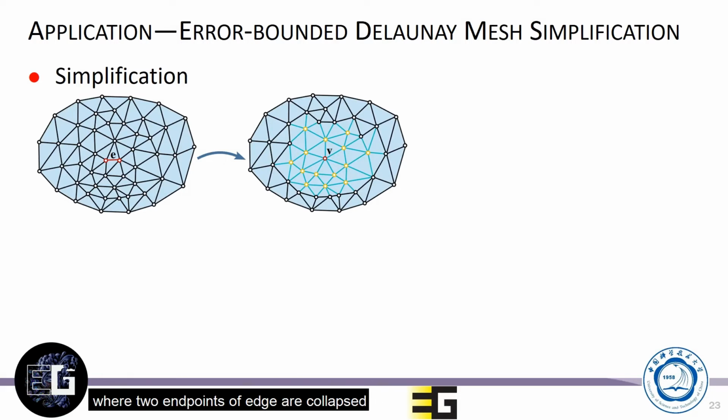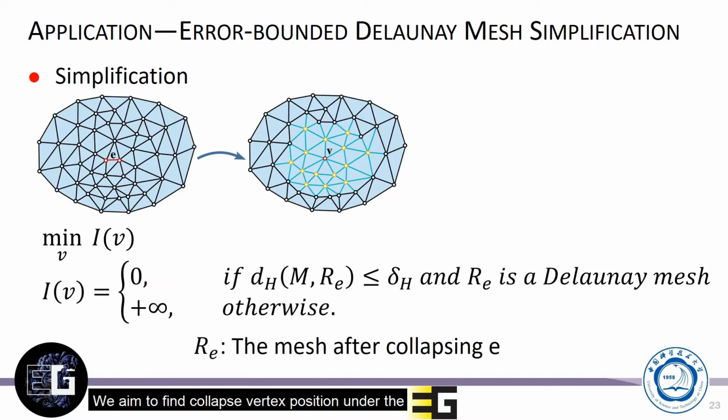The position where two endpoints of an edge are collapsed is called the collapse vertex. We aim to find the collapse vertex position under the Hausdorff distance and the Delaunay mesh conditions. The Delaunay mesh simplification can be reformulated through this barrier function. We run our DE optimization to solve this problem to obtain the collapse vertex position. We use a local method to compute the two-sided Hausdorff distance.